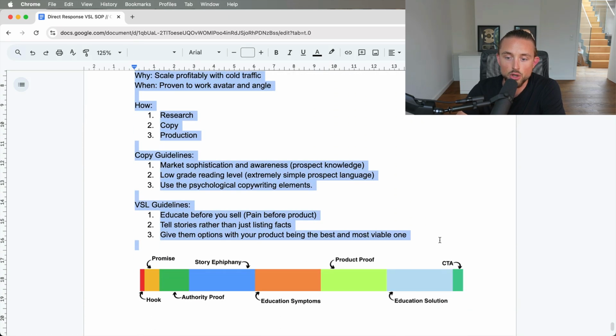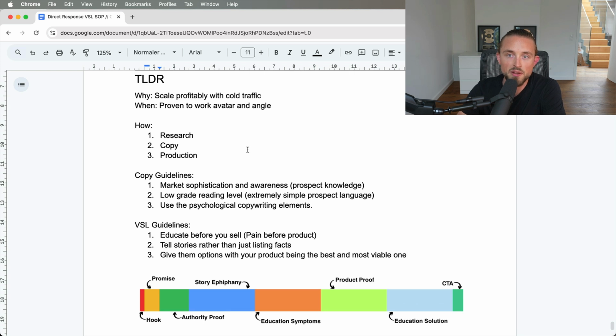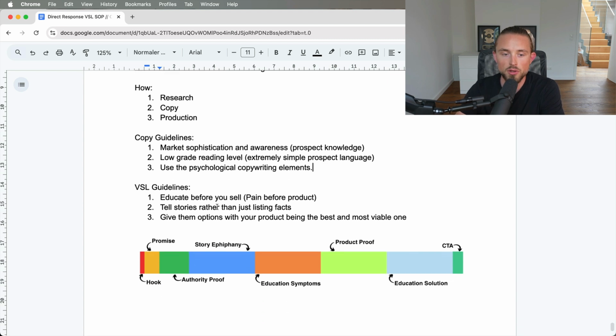So this is the long story short of how to really build VSLs that crush. You want to research, you want to do great copy, and then great production. So these are the 3 pillars of great VSLs. With the copy, you want to have a good understanding of the prospect, meaning specifically market sophistication and awareness. You want to have a low grade reading level, so extremely simple language, and you want to use all of the psychological copywriting elements that we've spoken about in this video.